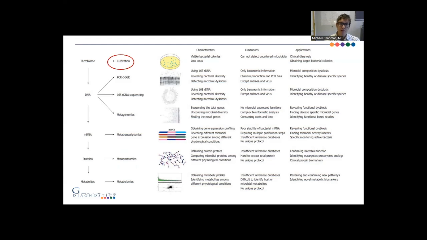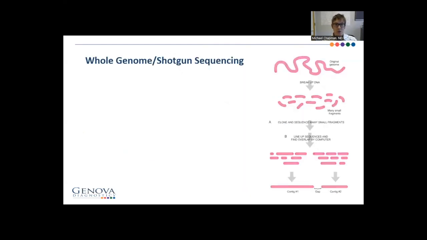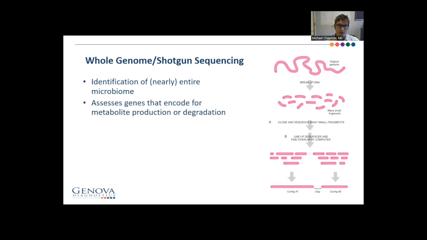And then lastly, we're moving from newer and newer methods. We start with culture, we move on to 16S DNA, and then we move on to metagenomics, which at the end of the day, we call whole genome or shotgun sequencing. And this is not just looking to say how many Lactobacillus are in this person's GI tract, but to say I can identify almost the entire microbiome. We can assess the genes that encode for metabolite production, right? So we know this organism has this gene for making butyrate, and so we have a direct assessment for the potential to create butyrate.